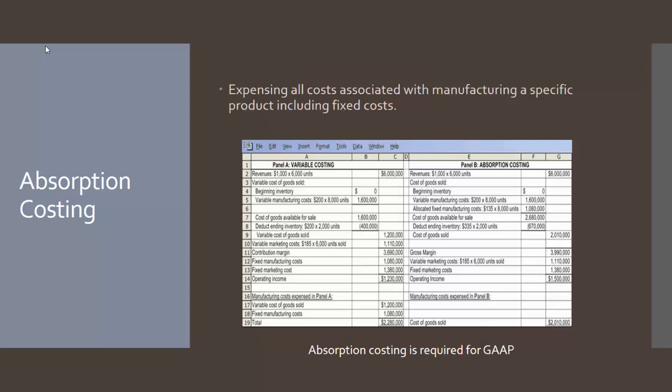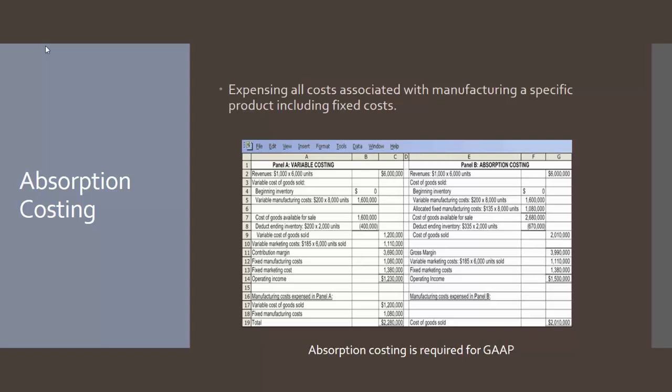Under absorption costing, we would still have $6 million in revenues, we would still have $0 in beginning inventory, we would still have $1.6 million of variable manufacturing costs, but now we would need to allocate our fixed manufacturing costs. If we made 8,000 units and each one cost $135 a piece, that would be $1,080,000 worth of fixed costs that we would have to put into the cost of our inventory. And if you look at variable, you can see that we took that same number out for our fixed manufacturing costs to get to our operating income. Now we're going to put it right into our inventory to determine our cost of goods sold.